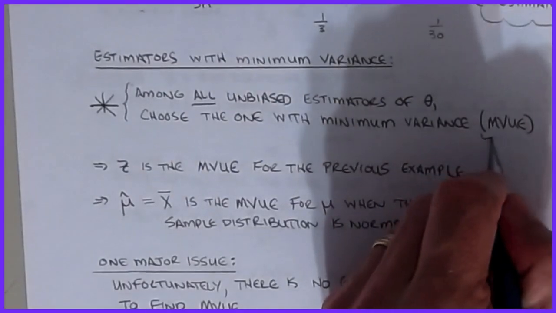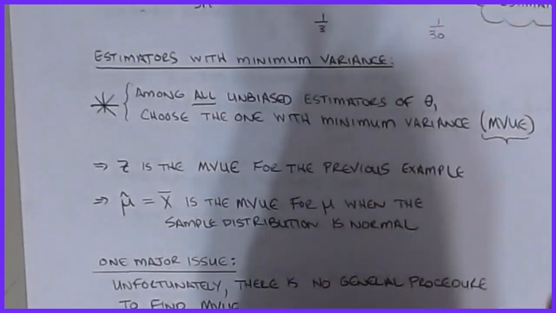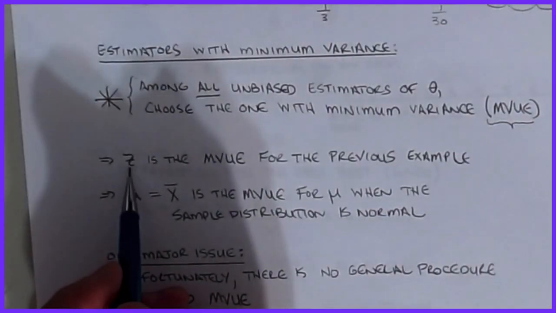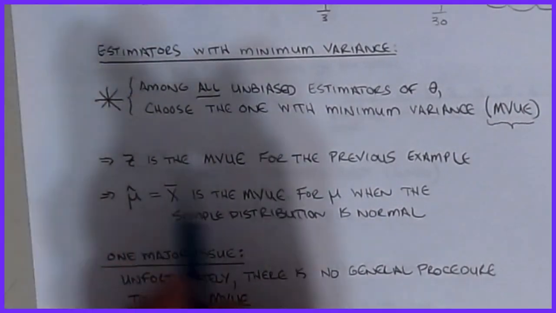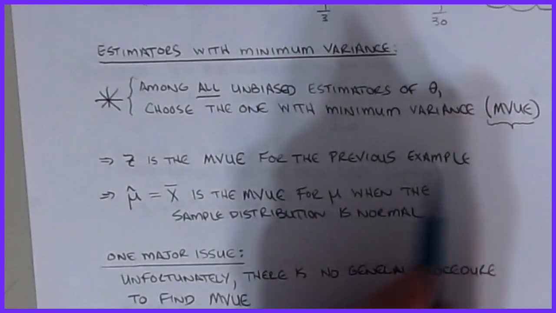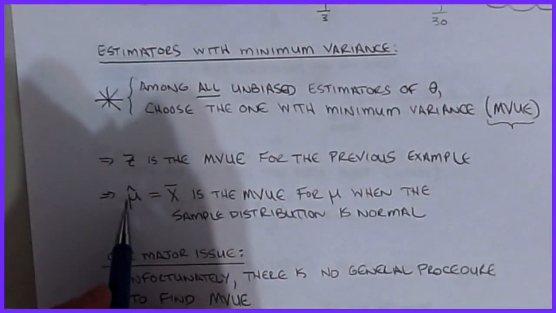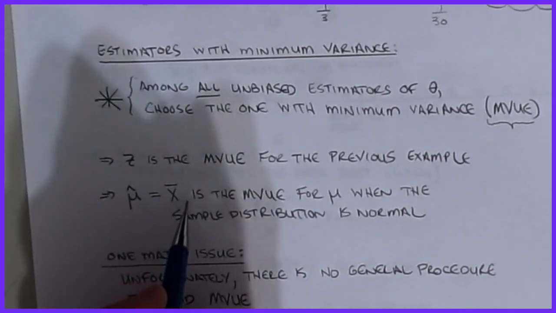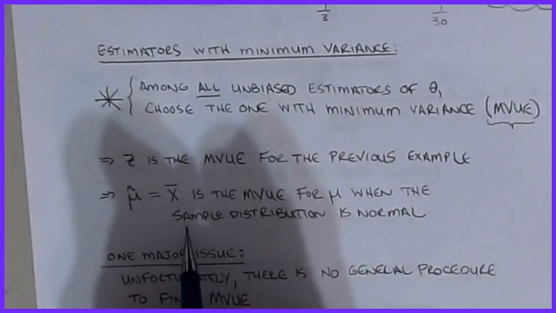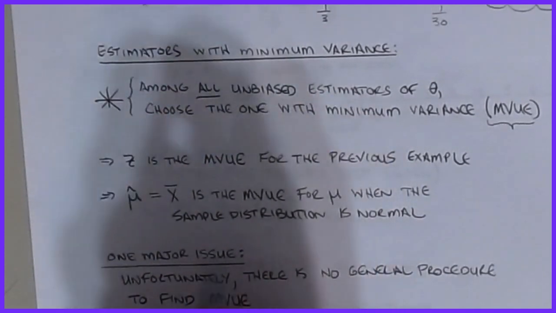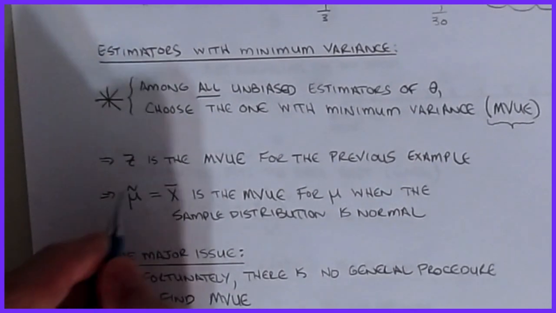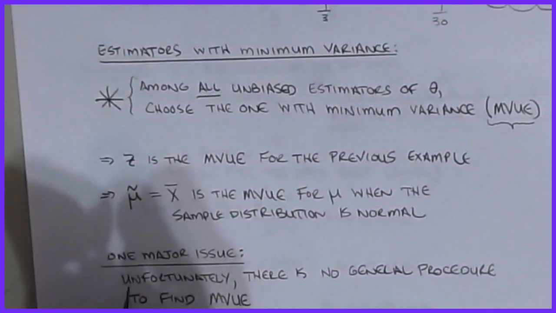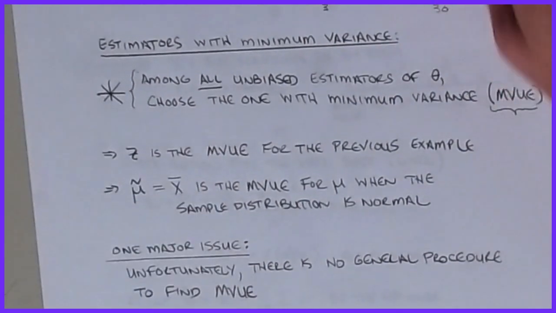The book, and in practice, refer to this as the MVUE, or the MVU. It turns out that our Z, as we defined it in the last example, was the MVU for the previous example. The sample mean is the MVU for mu when the sample distribution is a normal distribution. In fact, that should be population median, sorry, is the same as the average value when the distribution is normal. But now there is still one other little issue that remains.